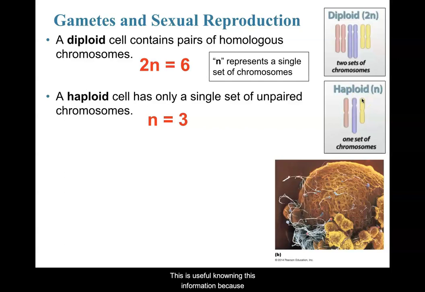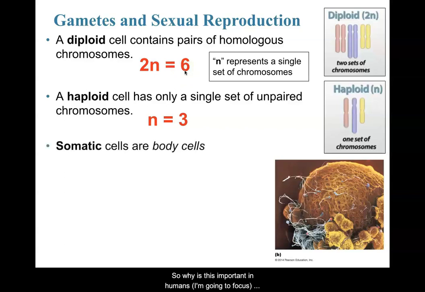This is useful knowing this information because we can use that letter N representing the single set of chromosomes, and it's going to equal 3 in this image. And if I need to find the diploid number, you multiply that by 2 to give you that number, each of that set having a partner. These are homologous chromosomes. So you can go back and forth between the two to figure out that number. So why is this important?